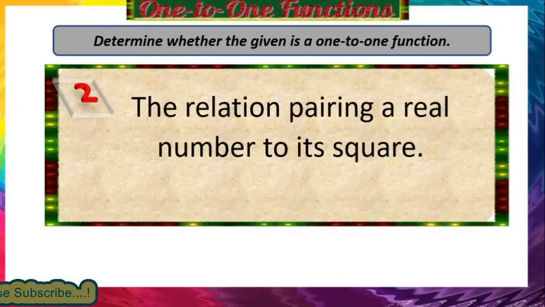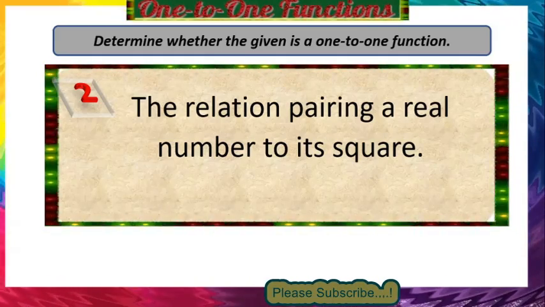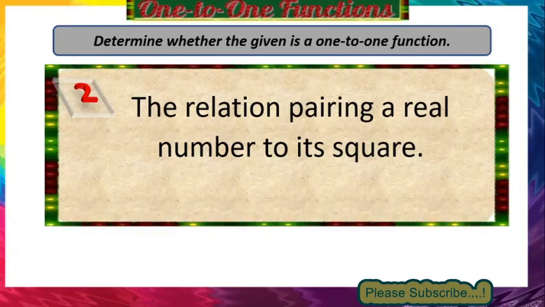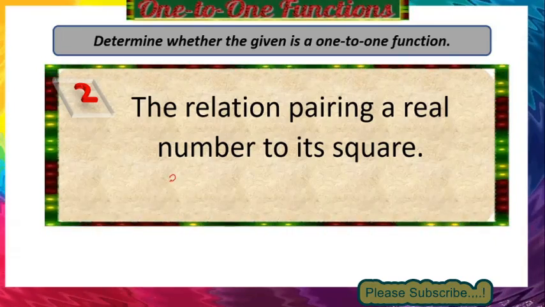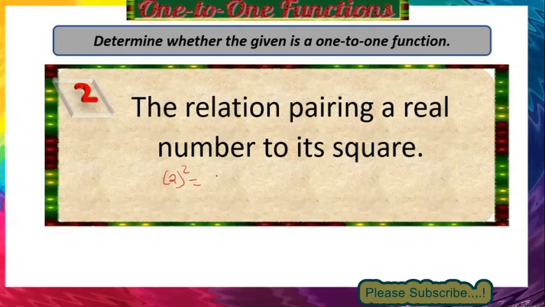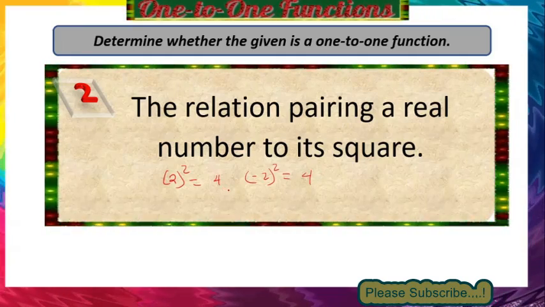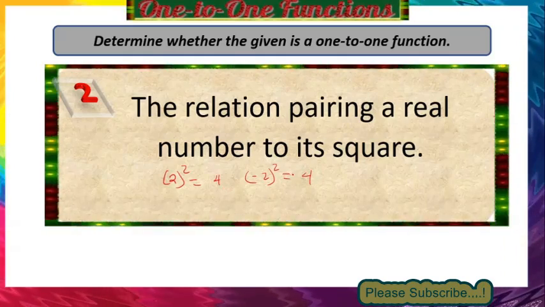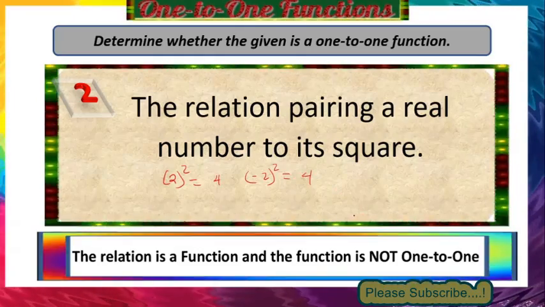Then the second one, the relation pairing a real number to its square. So in this case, the relation is a function. However, for instance, the square of 2 equals 4, and negative 2 and its square also equals 4. This means that in this case, this function is not one-to-one. So our answer is the relation is a function and the function is not one-to-one.